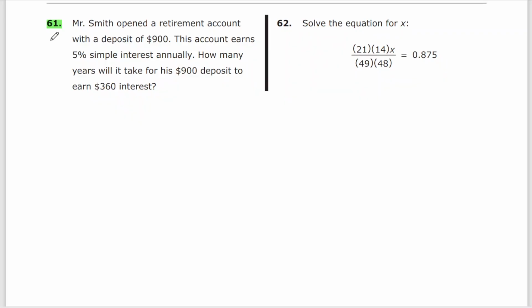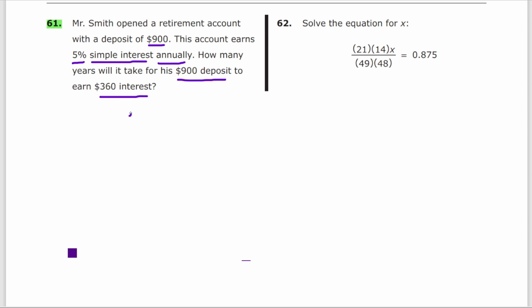Moving on, problem 61, test B, SHSAT 2024. Mr. Smith opened a retirement account with a deposit of $900. This account earns 5% simple interest annually. How many years will it take for his $900 deposit to earn $360 in interest?